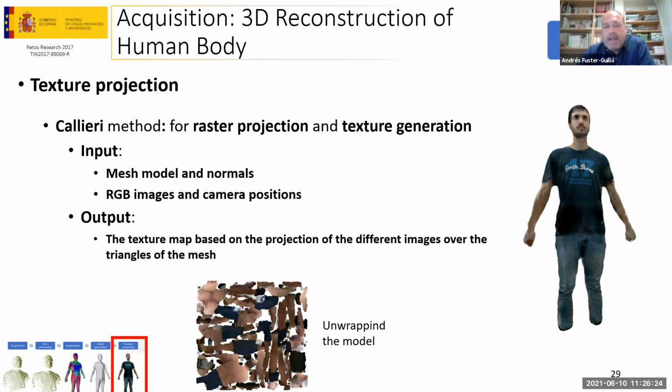We do the unwrapping of the model, and we calculate the best possible projection for each triangle based on the normals between the triangle and the position of the RGB camera, of the RGB images provided by the cameras.